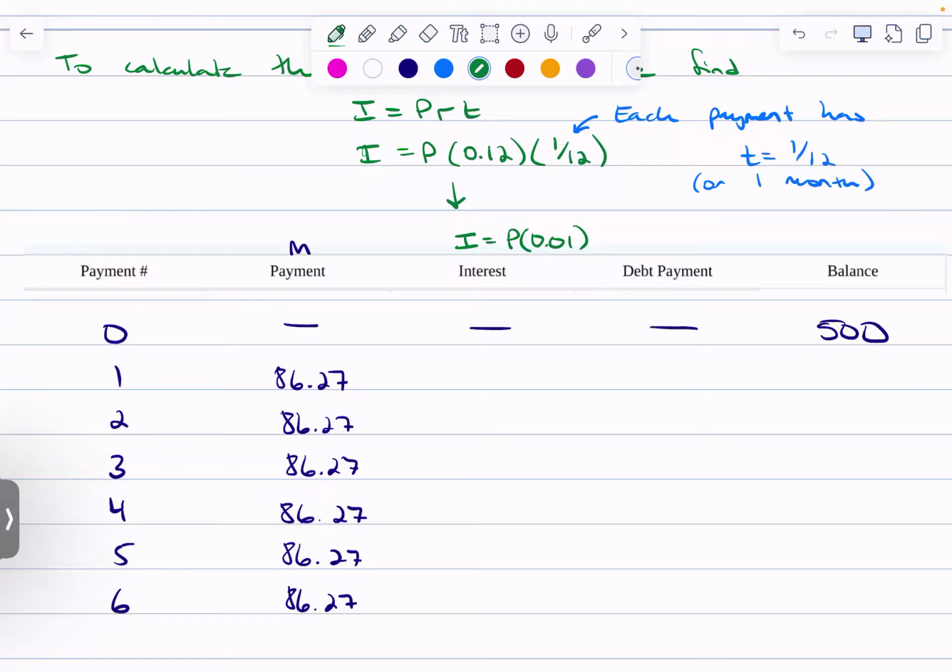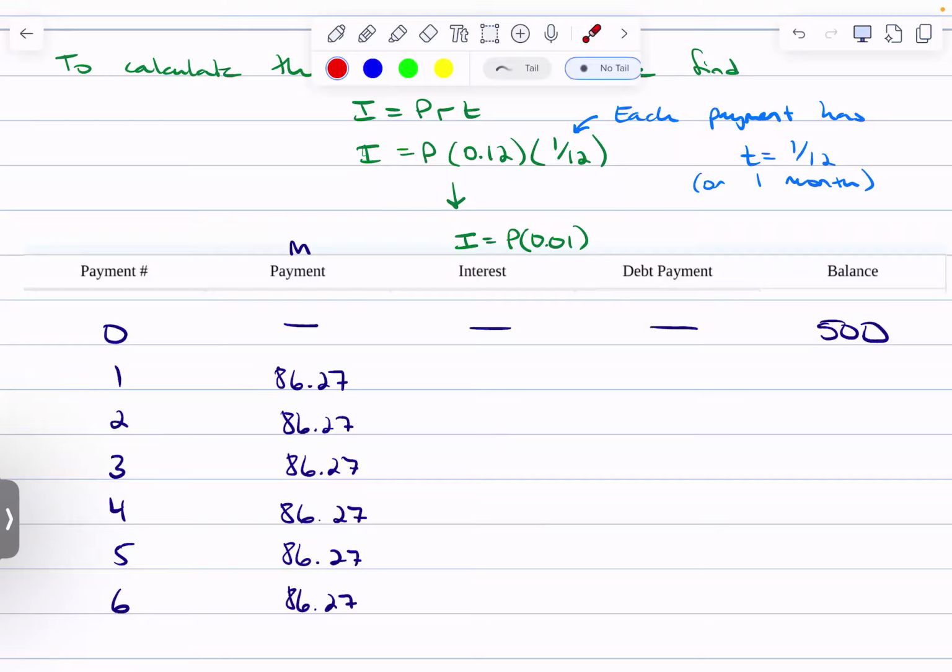It is still T, but when we break it down by payment, the overall amount of interest would be 6 months, because we're paying it off over 6 months. But for each individual payment, it's 1 month. So that's the only kind of weird part.